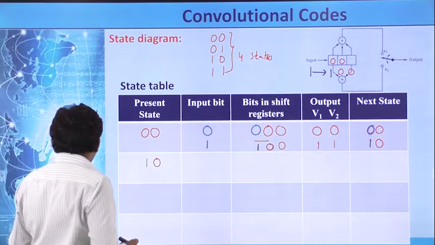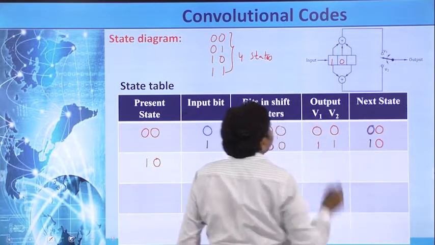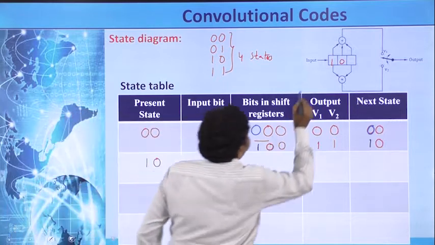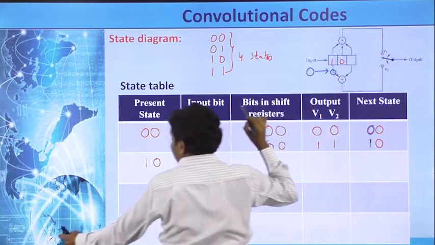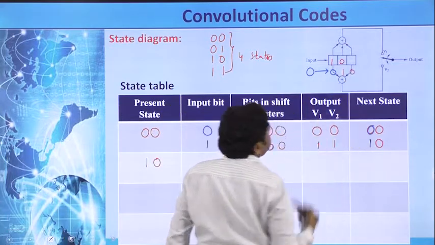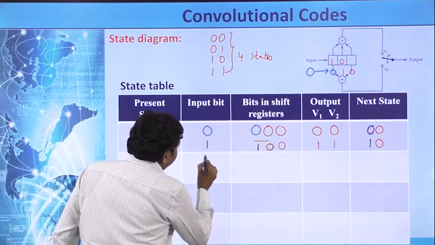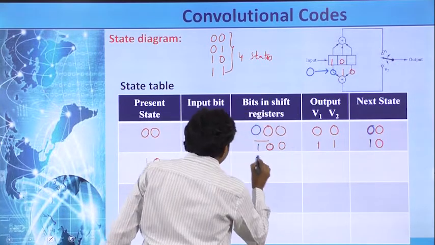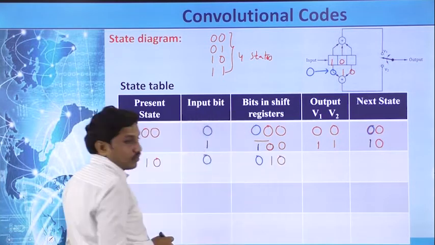Present state I am assuming as 1 0. That means present state is 1 0. I am applying my input is 0. If I am applying my input is 0, that 0 comes into here. This 1 comes to here. This 0 comes to here. So the bits in shift register, when the input bit is 0, are 0 1 0.